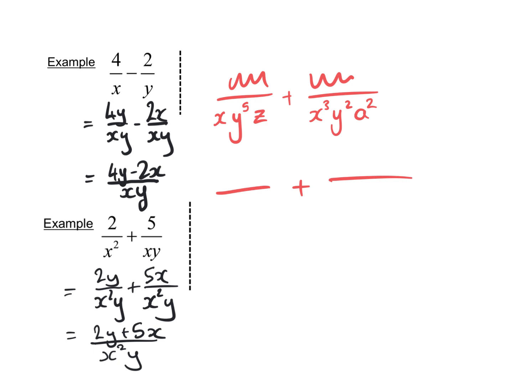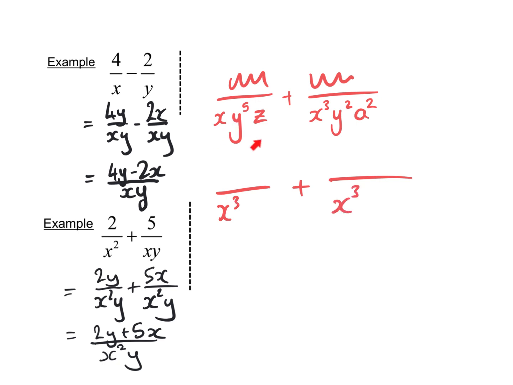I need whatever goes on the bottom in terms of x to be divisible by x and x cubed. Now x cubed is a higher power, so for it to be divisible by this one, it needs to be at least x cubed down here. So what I'm doing is taking the higher power of the two x's. I've got x and x cubed, that's the higher power, so x cubed will go on the bottom. And then look at the next one.